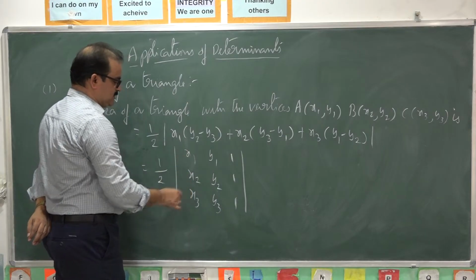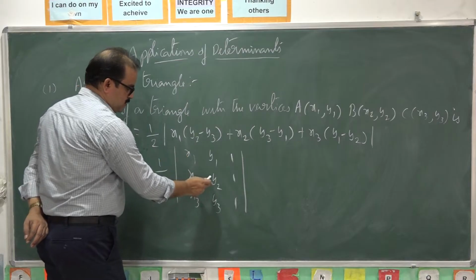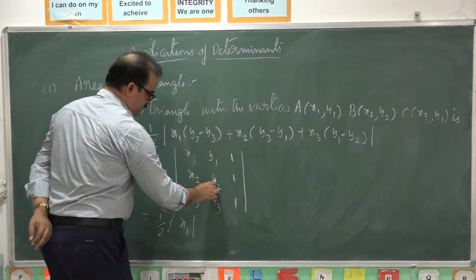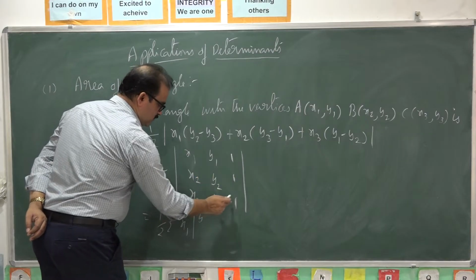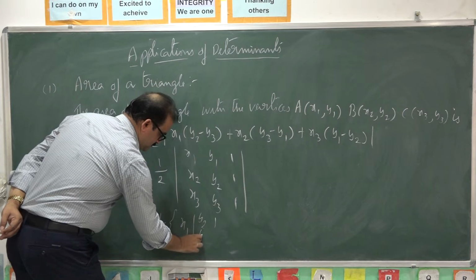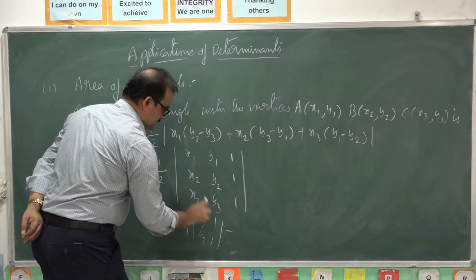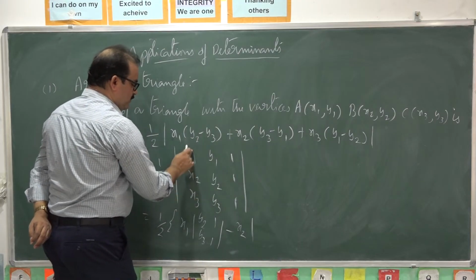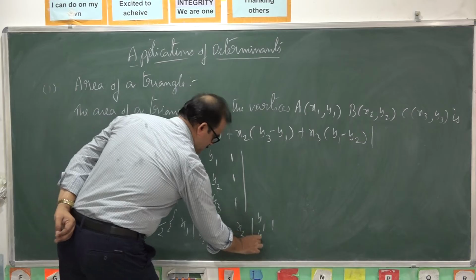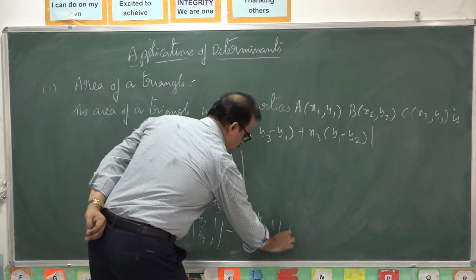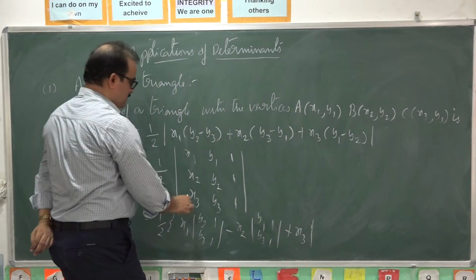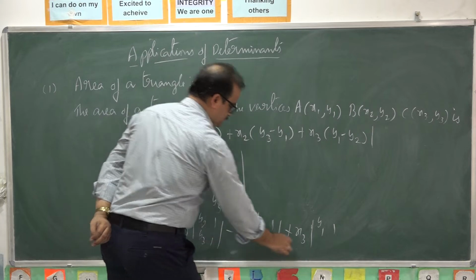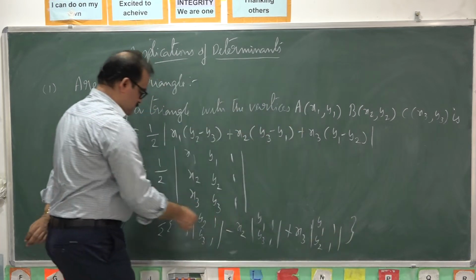If you expand along the first column, what do we get? x1 into the determinant of y2 1, y3 1, minus x2 into, if you expand the first column, you delete that row and column, y1 1, y3 1, plus x3 into the determinant of, you delete the third row and first column, we get y1 1, y2 1. Now you expand this.